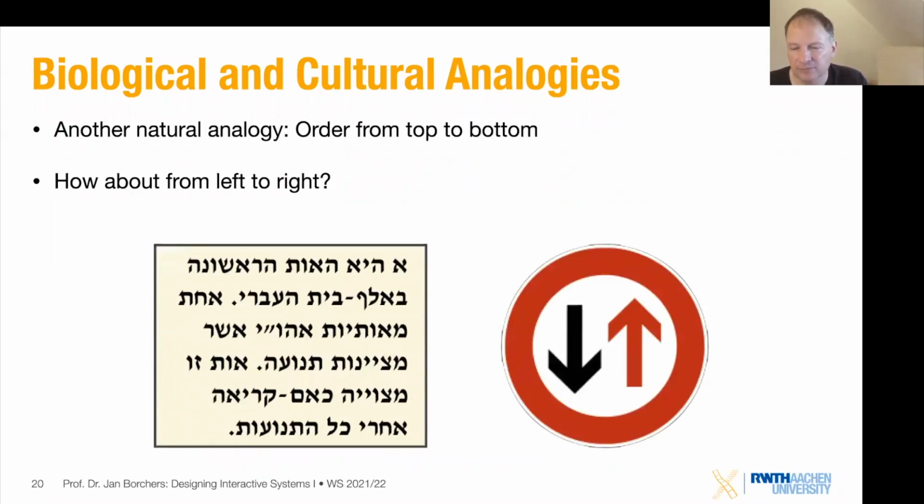This traffic sign is interesting, right? Because it actually uses this biological analogy and also a cultural analogy in combination to work. So the first ones are, of course, cultural, right? Red means stop in the Western world, not everywhere, but in our hemisphere. And unless you're in the UK or in some other countries like Australia, we drive on the right-hand side of the road. So people are associating the right arrow with this is me, right? And not the opposing traffic.